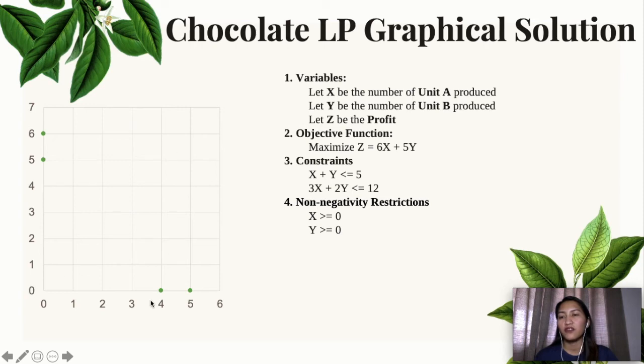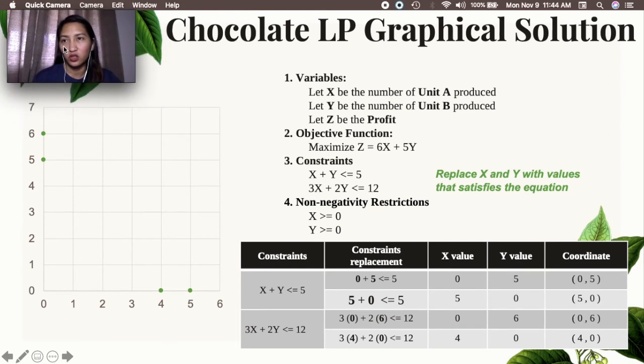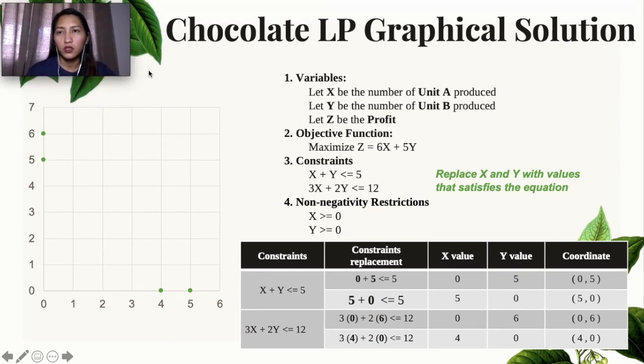you need a graph like this. So after you have written all of the necessary values, then you have to look at your constraints. You have two constraints. You have to replace x and y with values that satisfies the equation. Okay, so move lang natin, yan. So you have to replace x and y, nitong constraints na to, ng mga values na magsasatisfy dun sa equation.